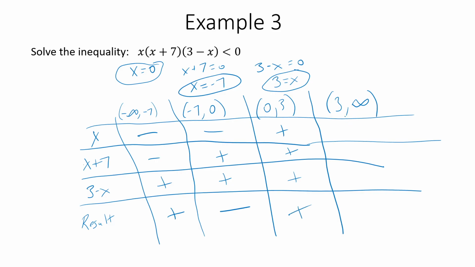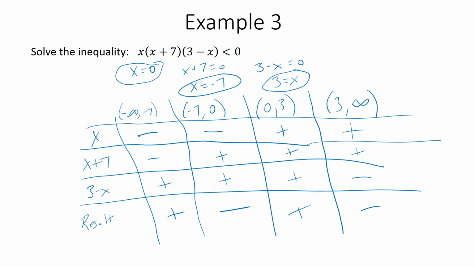And last but not least, I have to choose a number between 3 and infinity. I'm going to choose 4. If I choose 4 for x, it gives me a positive number. If I choose 4 for x plus 7, it gives me a positive number. If I choose 4 for 3 minus x, it gives me a negative number. Positive times a negative gives me a negative. And we have isolated our intervals here.